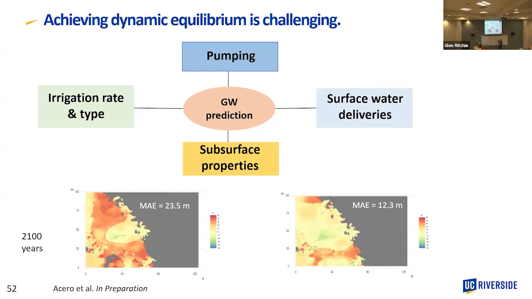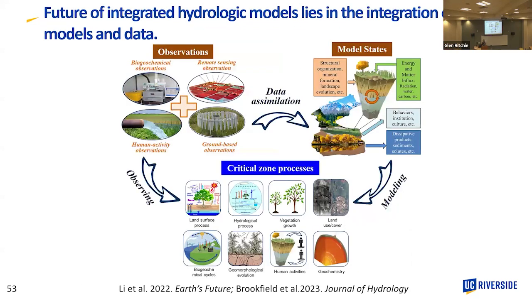Where we are now with our modeling framework, we have added all these processes and a lot of uncertainties after running the model for 2,000 years. Now our error in the groundwater level predictions is about 12 meters. And this error is caused by lack of information, mainly about these processes that you see here. So where are we headed?